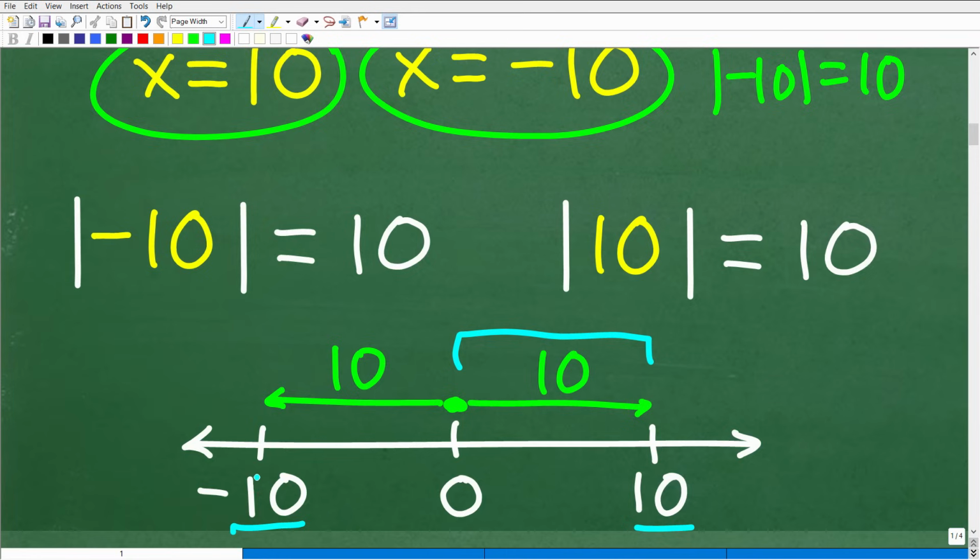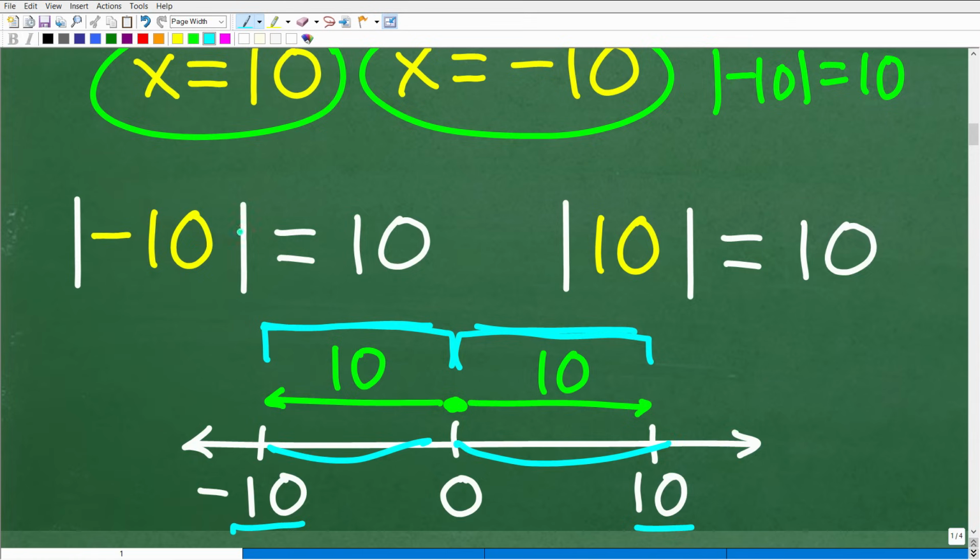Okay, well, how far is negative 10 from 0? It's the same distance. Remember, we measure distance with a positive value, or displacement. So the distance from here to here is the same as here to here. So distance is going to be measured in positive units, typically speaking. The distance from negative 10 to 0 is the same distance as 0 to 10.